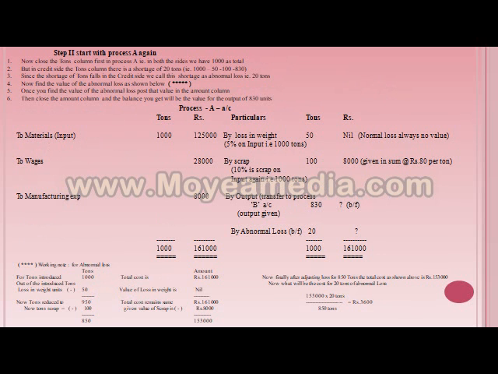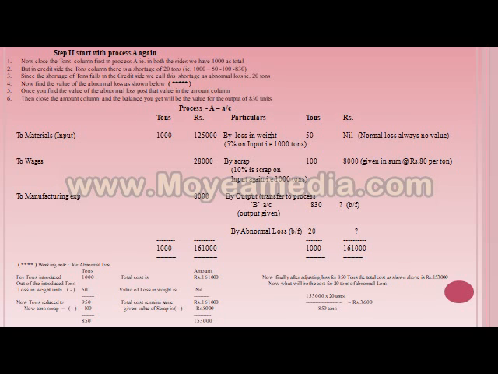Step number 2. After the posting of process A and process B, we'll go back to process A again and continue to close the tons column first. When you close the tons column, you'll find a shortage of 20 on the credit side.